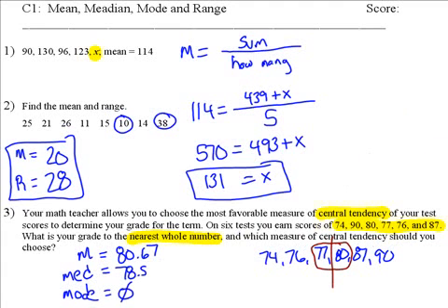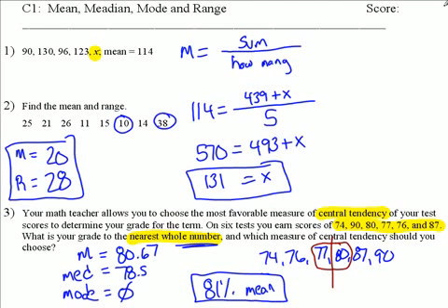Therefore, we would take 81%, rounding to the nearest whole number, which would be the mean. So we'll tell our teacher we'll take the mean at 81%. That'll give us our best possible grade.